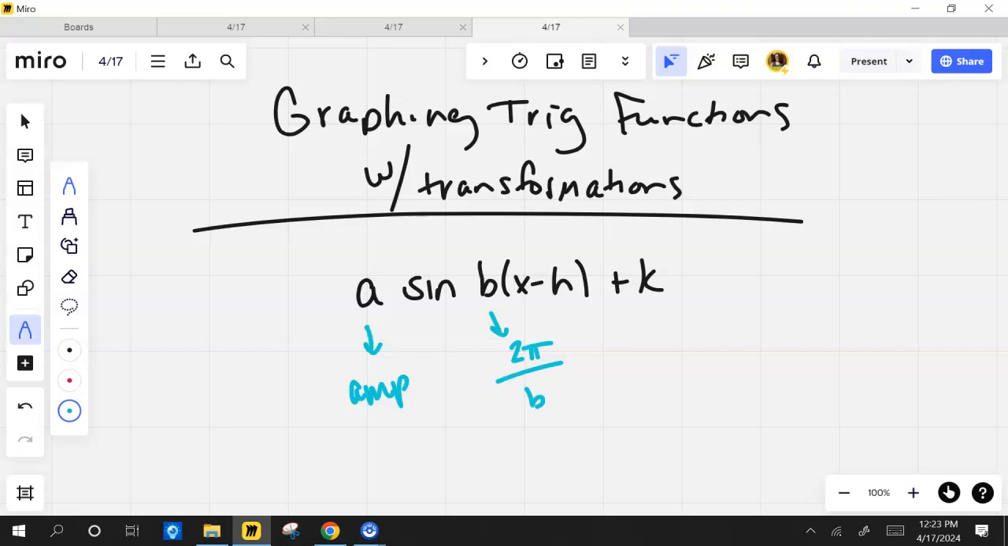Okay. Parent graph, sine and cosine, right? What is the period of just the parent? Okay, 2 pi, that's right. Sine and cosine parent graph. What is the period of the tangent? Pi, 1 pi, right? It gets everything done in 1 pi as opposed to 2 pi. What's the amplitude on tangent?